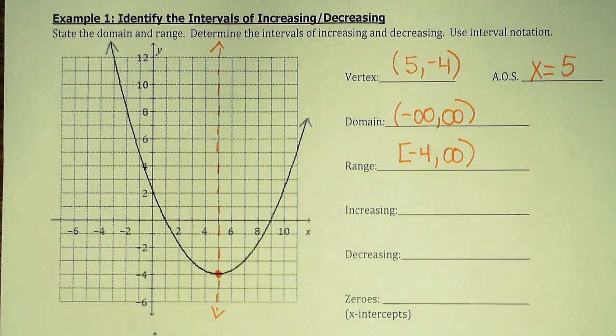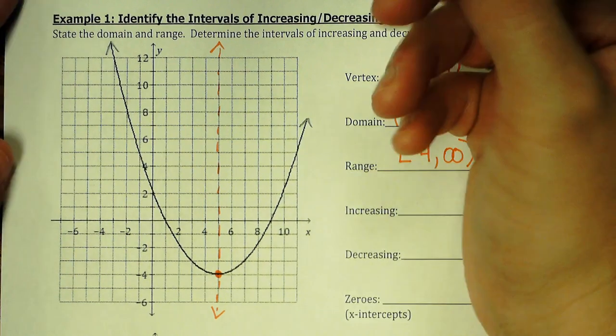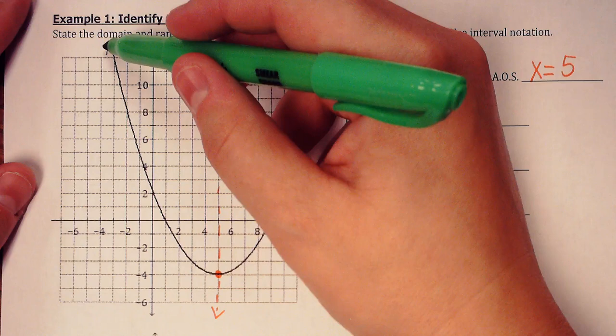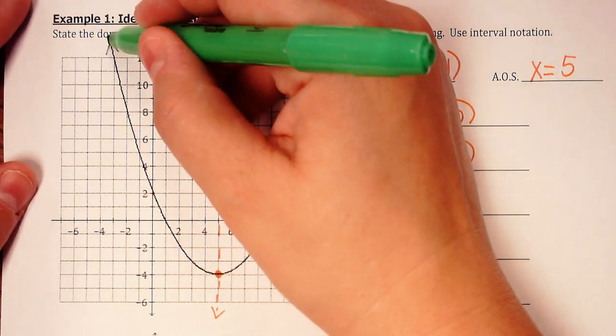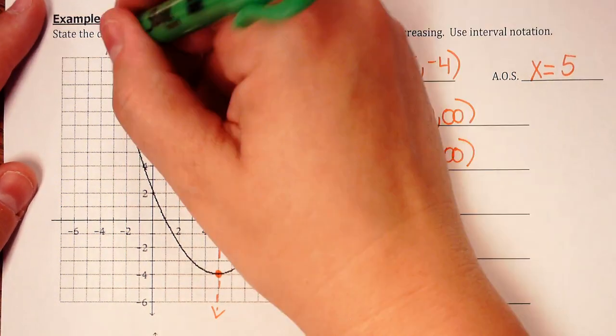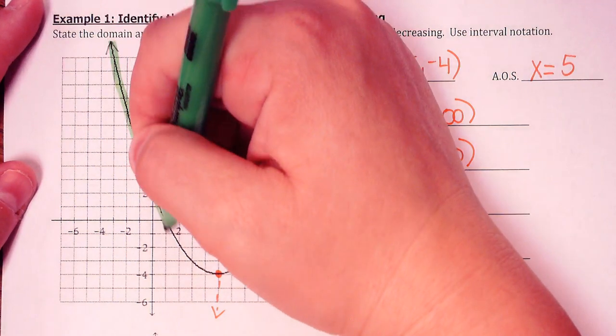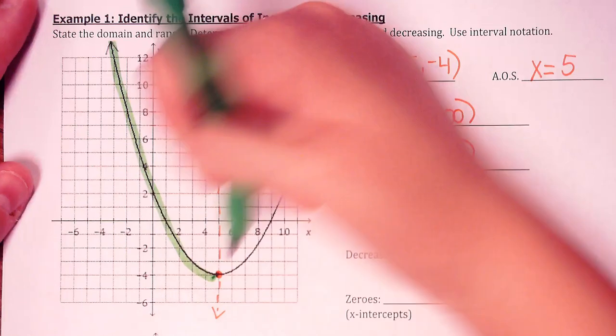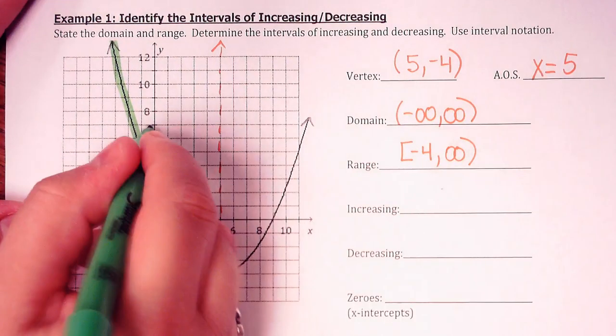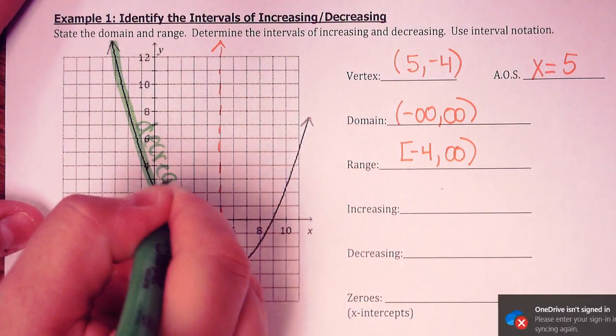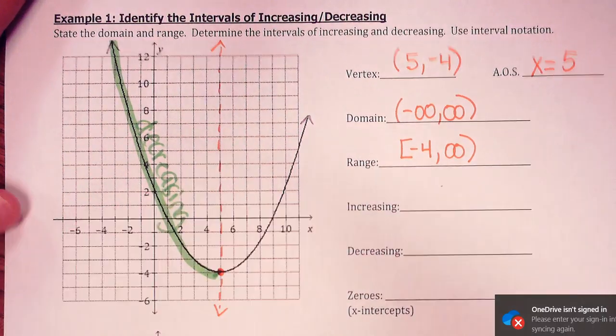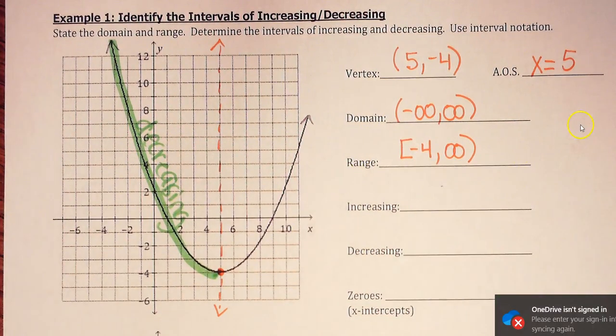And increasing and decreasing is where I'm going to grab a highlighter here and hopefully make this make more sense. Okay, so I'm going to trace the graph just starting over here, and this is the left side. So as I'm tracing this whole time I'm drawing down. So that whole part of the graph is decreasing.